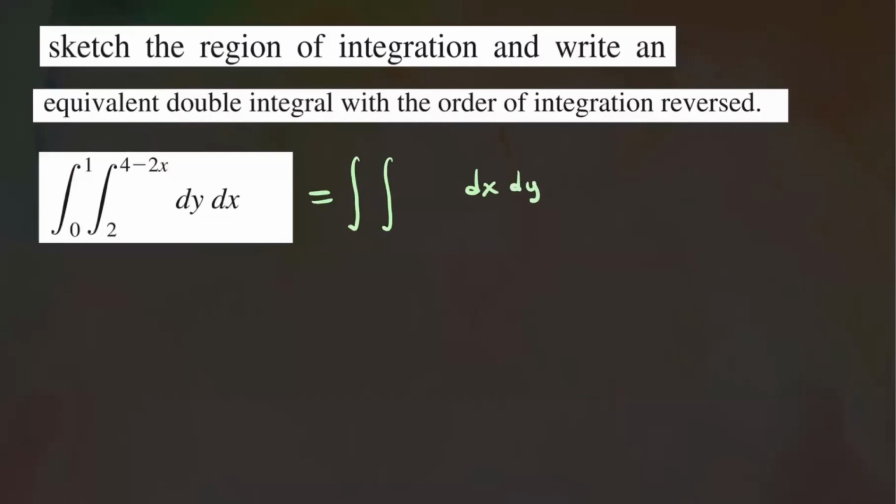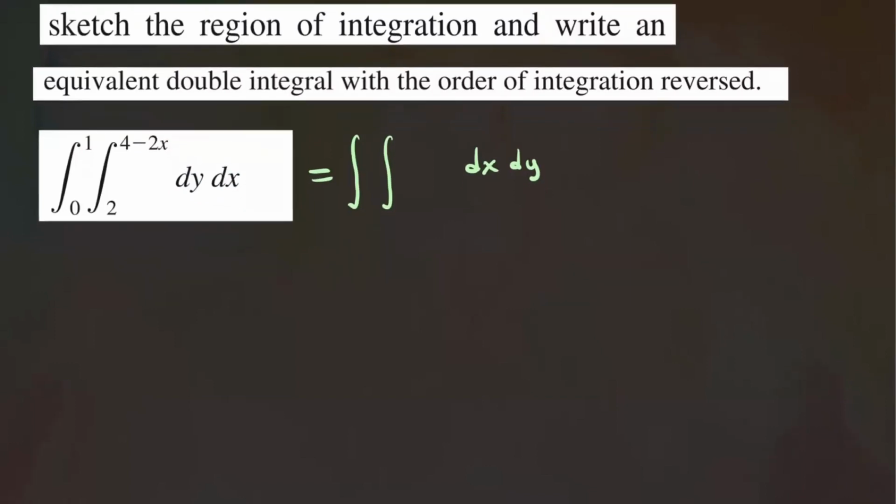Now, switching them over this region is not so simple. So we need to actually draw the region first and then figure out if it's a type 1 or type 2. Since it is given as dy dx, we know it's a type 1 region, but you want to convert to a type 2 region. So let's go ahead and sketch the region.